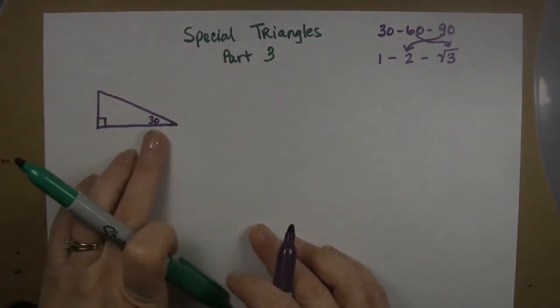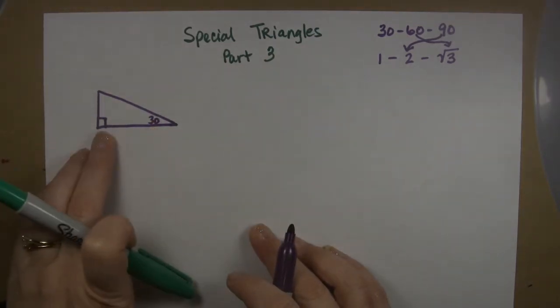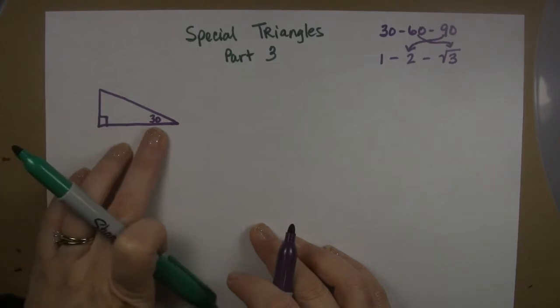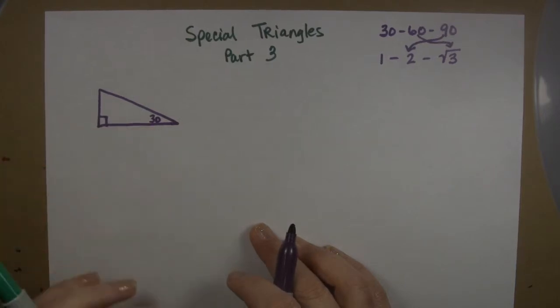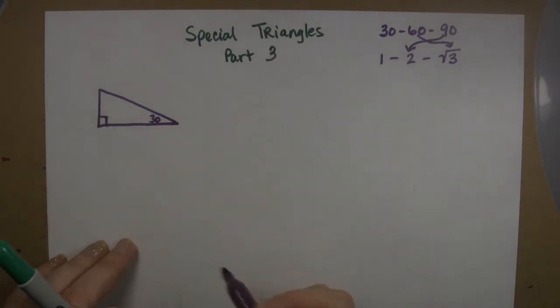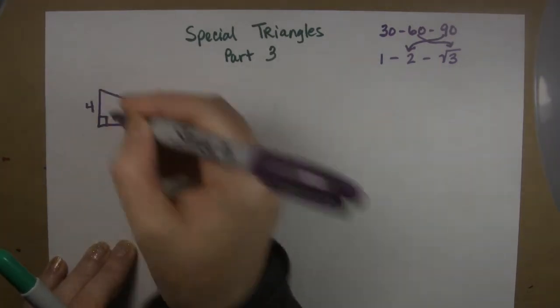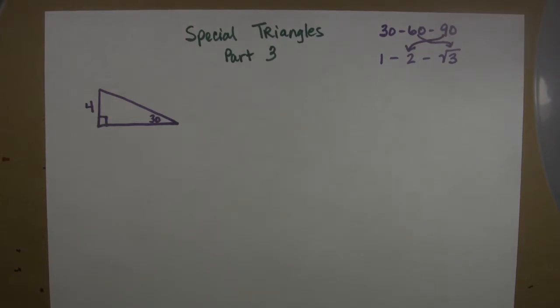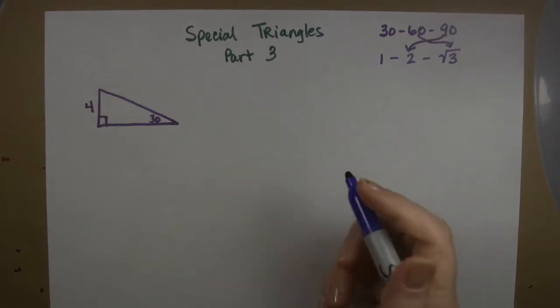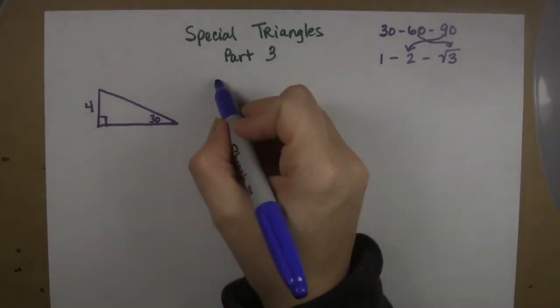Oftentimes they will only mark one of the angles. They'll show that it's a right triangle and then they'll mark one angle, and that's enough for you to figure out that it's a 30, 60, 90 triangle. And let's say in this case that we know that our short side is a 4. So here's how I think is the easiest way to do this.